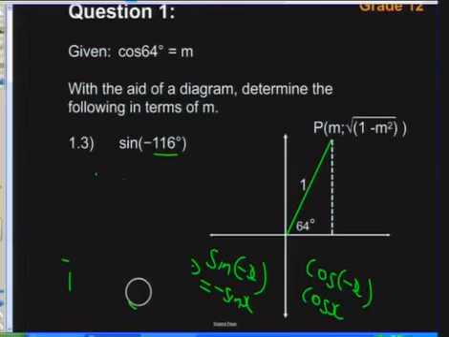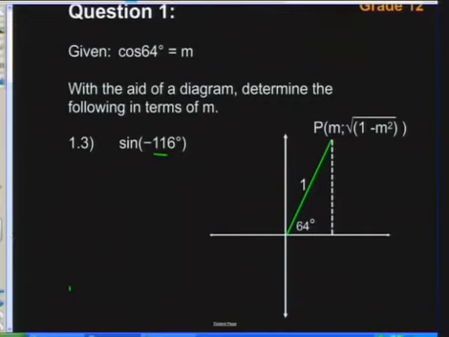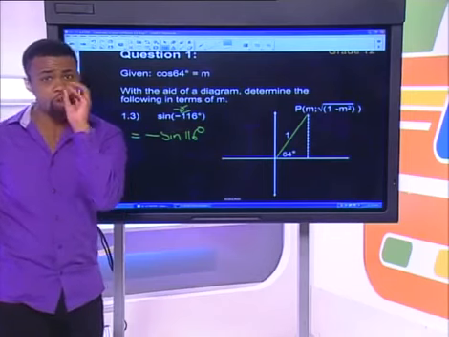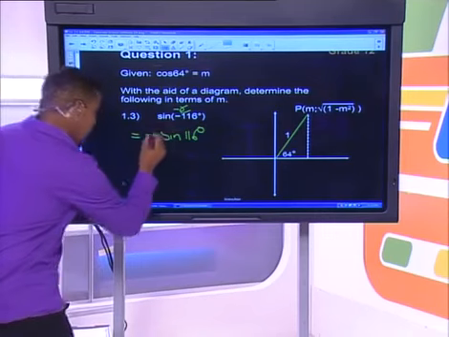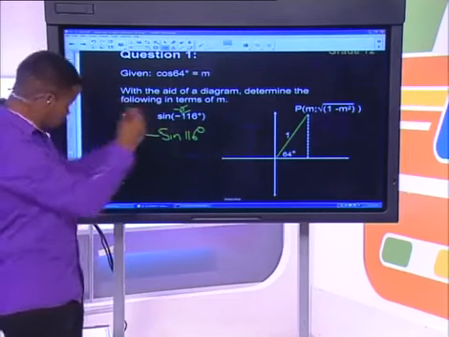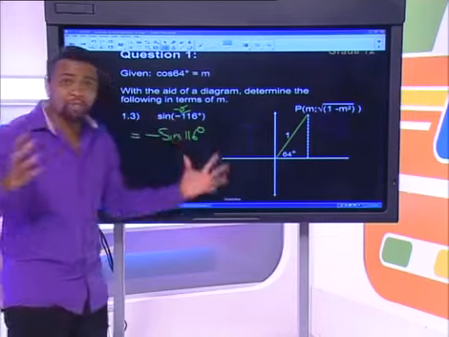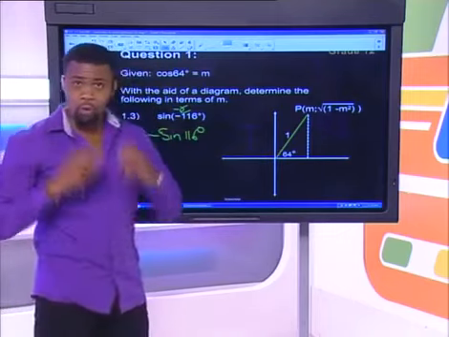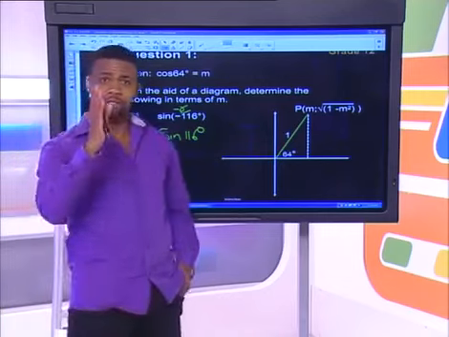So I have sine of minus 116. How can I get rid of that minus? Because if I had minus x there, I can take this out and say this is minus sine 116 degrees, because minus theta is in the fourth quadrant, and in the fourth quadrant only cos is positive. So this is the first step you can do. Good, this is fantastic. But I don't have 116 on my diagram. What can I do?